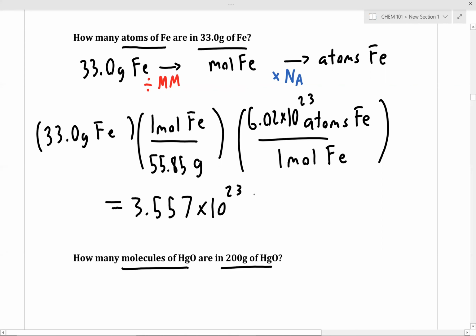Now, before we write out our final answer, looking at our input, how many sig figs does our input have? 3. So how many sig figs should our output have? 3. So we look at the third significant digit. We look to the right. Yes. That's Avogadro's number. So it's a general constant that describes the atoms or molecules of a given species in a mole. Think of it like a dozen. So looking to the right, we're going to round up to 3.56 times 10 to the 23rd iron atoms.